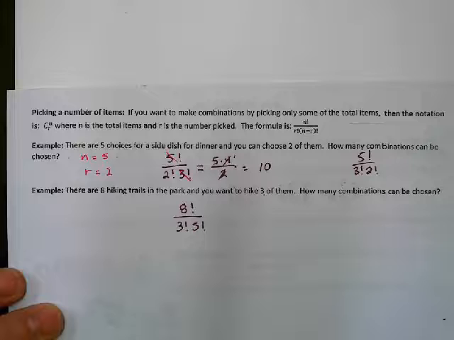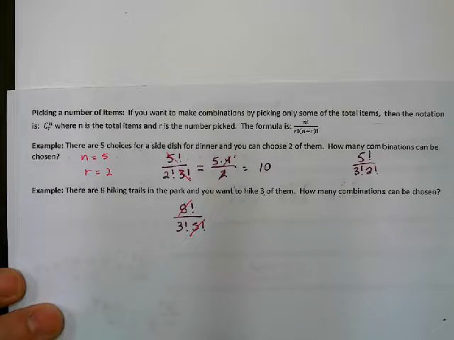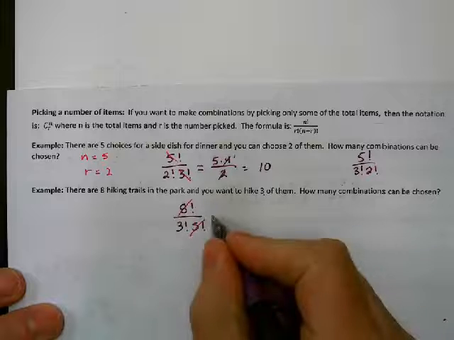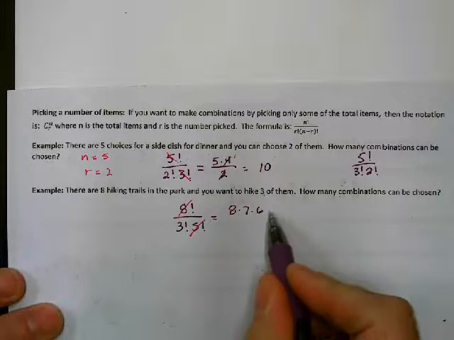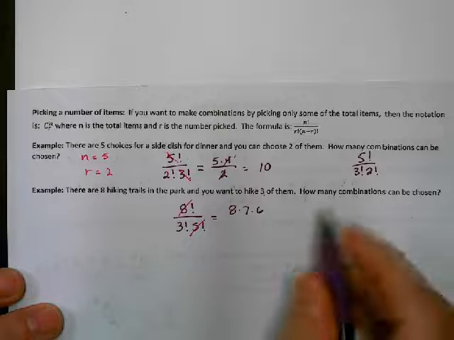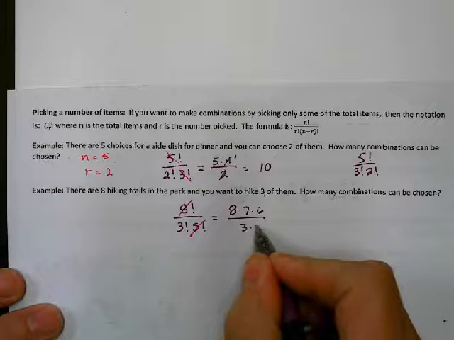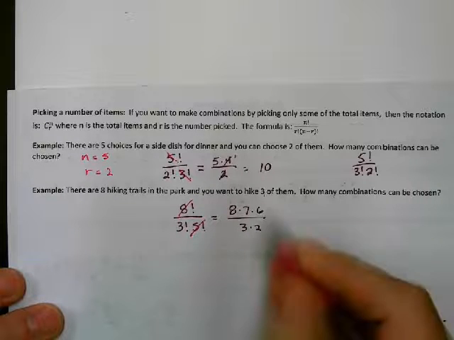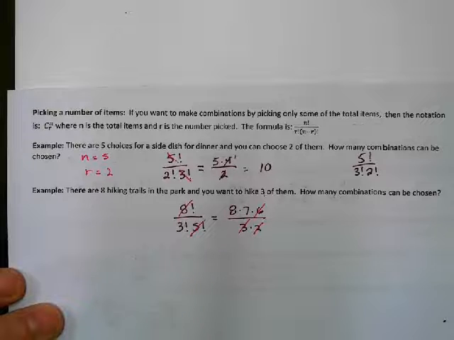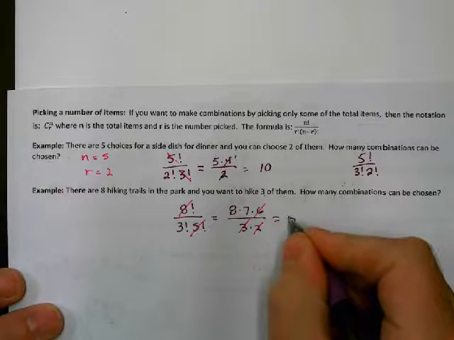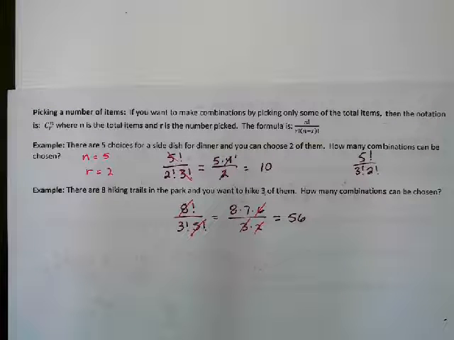We would reduce first. The 5 factorial would go away. In the numerator, we'd have 8 times 7 times 6, and then everything after that is 5 factorial, so that's gone. And then we've got 3 times 2 in the denominator. 3 times 2 is 6, so these cancel out, and we're left with 56 as our final answer. So there are 56 ways to take 3 hiking trails out of 8.